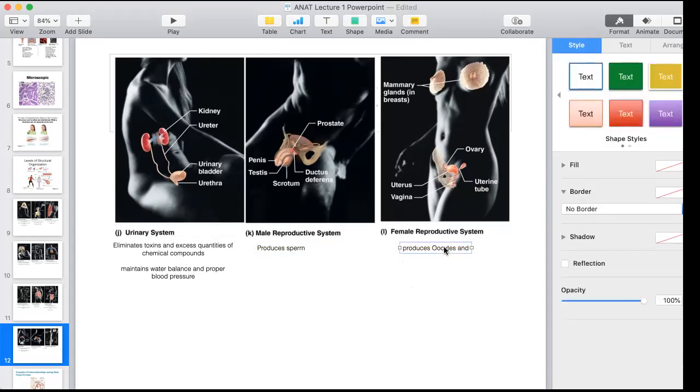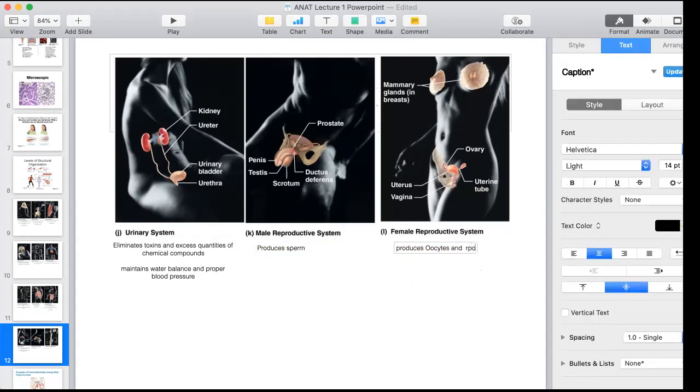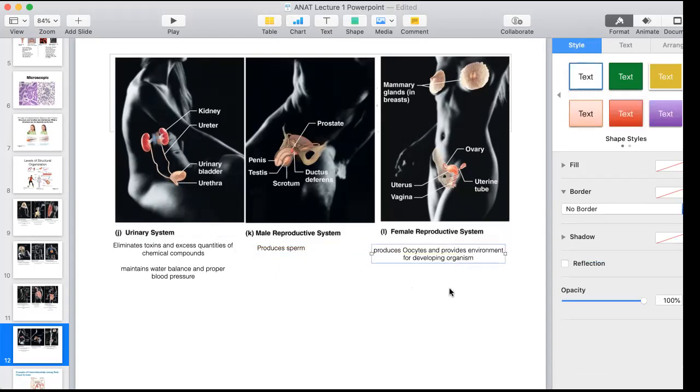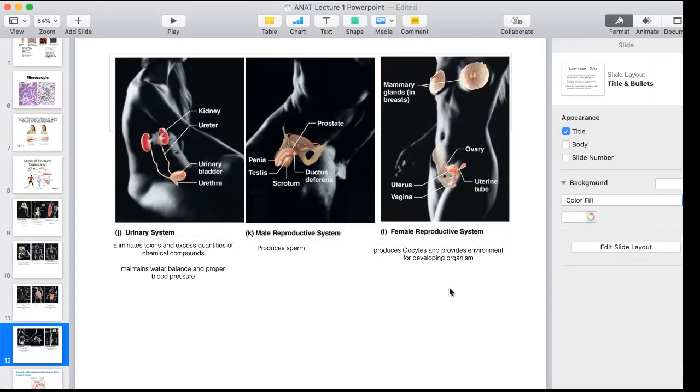and provides an environment for the developing organism. So the female reproductive system is not only the site of fertilization, but also provides space and an environment for the embryo to eventually develop into a fetus and then a functional organism.